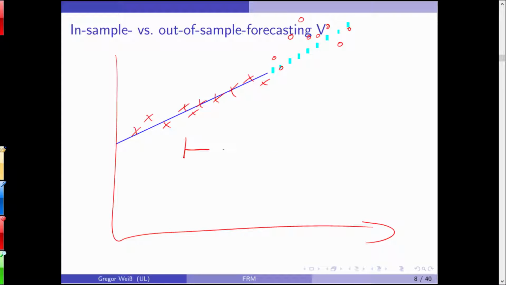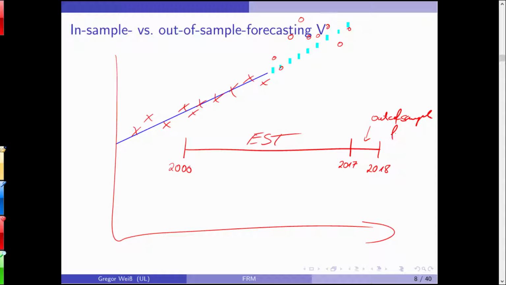And what you can do when you have this data, for example, from 2000 to 2018, you can simply use the data up until 2017, estimate the model, and then do an out-of-sample forecasting for 2017. And then you can today use all available data and assess the accuracy of your model out of sample.